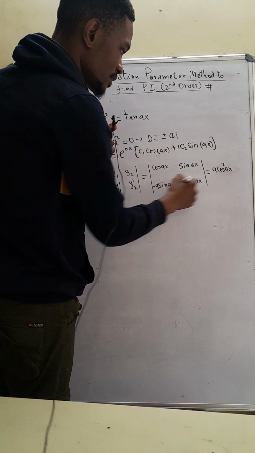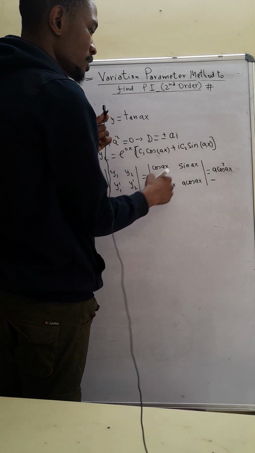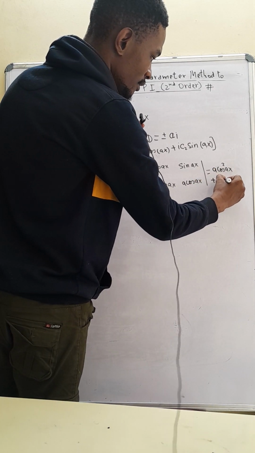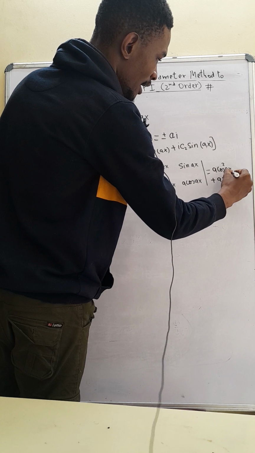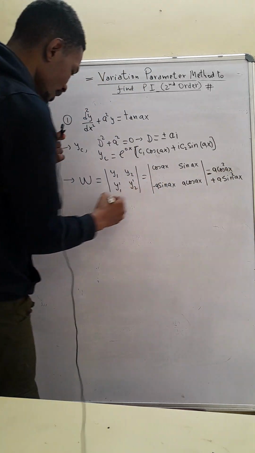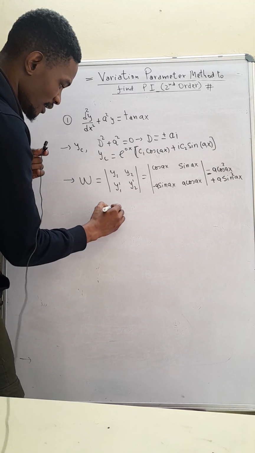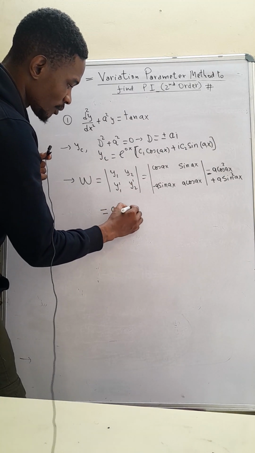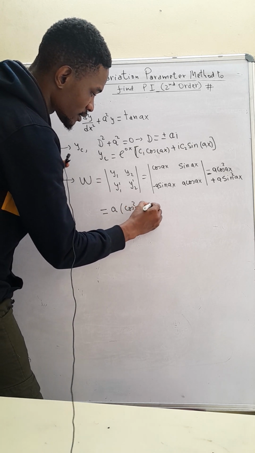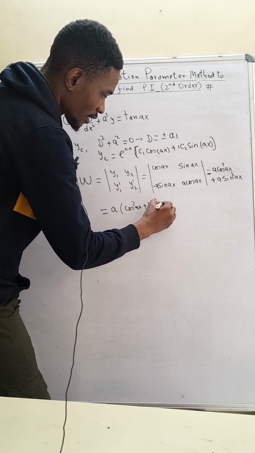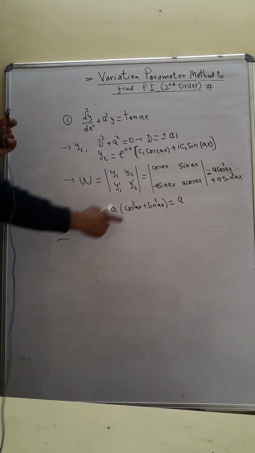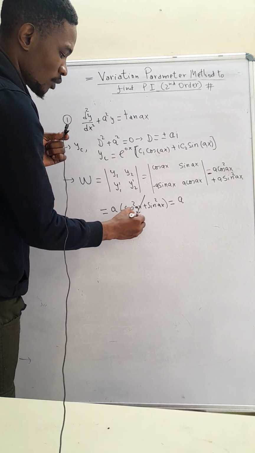This will be a cos squared ax. Then this and this will be minus, and it's always minus, so minus minus is positive, a sin squared ax. So what will it be? The Wronskian here, take a common, it will be cos squared ax plus sin squared ax. This will be only a, because this will be equal to 1.